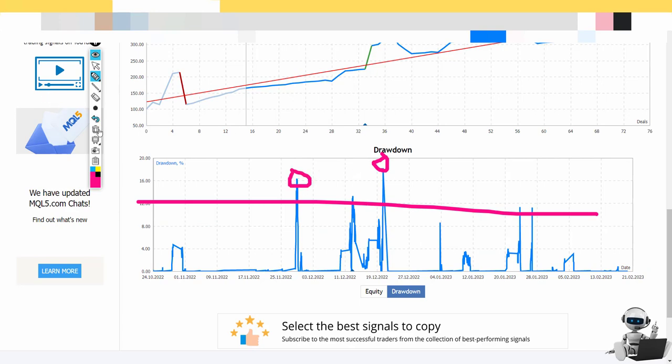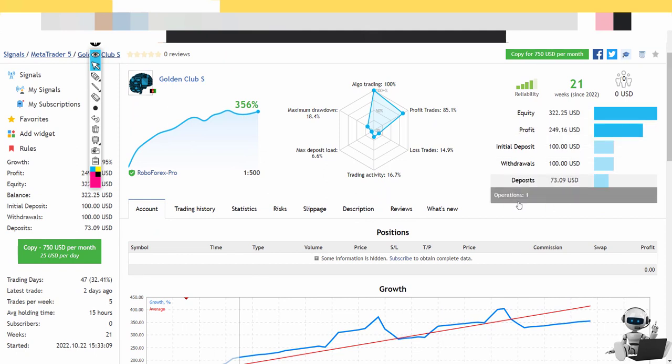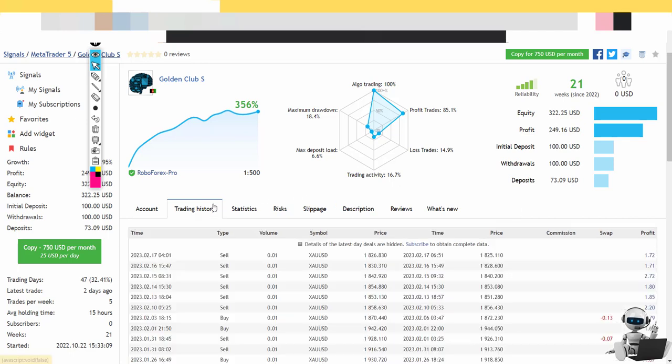So you have to be careful with this EA. You can start using it by, for example, putting 100 USD or 200. Even if you have extra money, I recommend you use this EA. It will give you good profit.